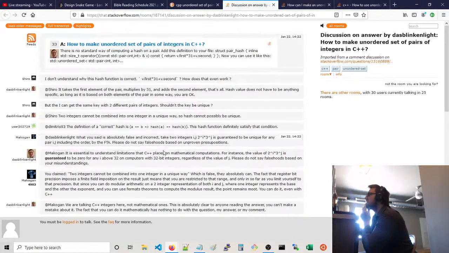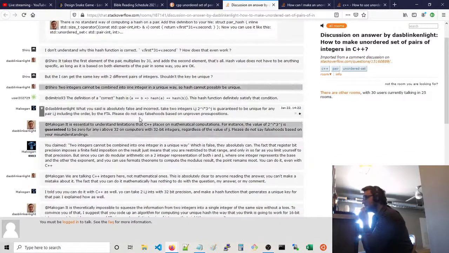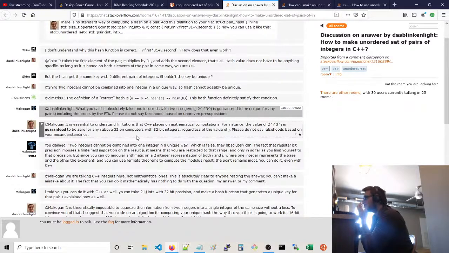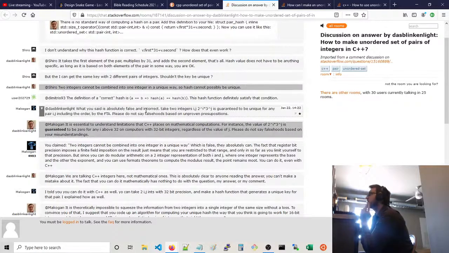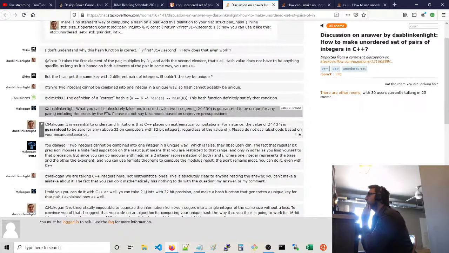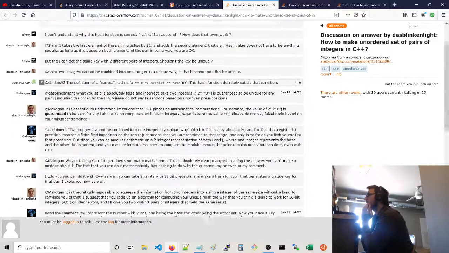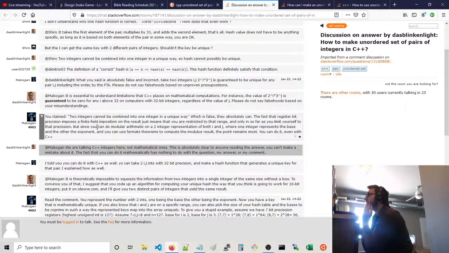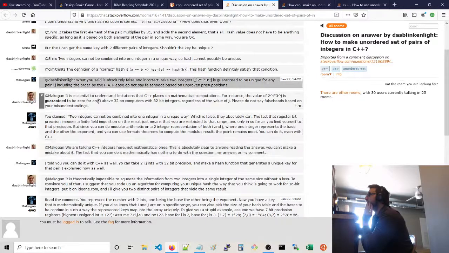Spelled that wrong. Essential to understand limitations. C++ places some mathematical computations. Its value is guaranteed to be 0 for any I above. Okay, but why are they arguing with each other like this? You claim derp derp derp. I'm so annoyed, man. I'm looking for answers.